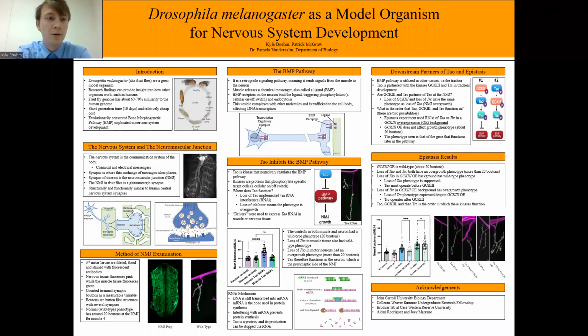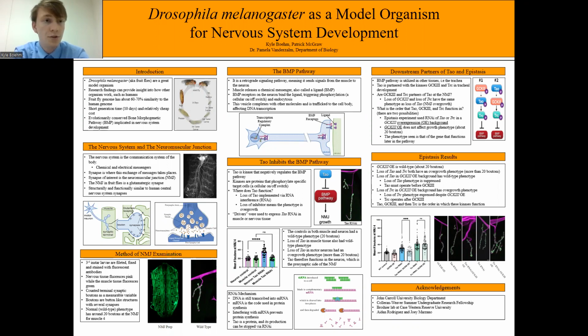I will be talking to you about Drosophila melanogaster as a model organism for nervous system development. So firstly, Drosophila melanogaster, aka fruit flies, are a great model organism, which just means that research findings can be applied to other organisms. So we took a look at the bone morphogenic pathway, which is evolutionarily conserved, and we looked at its role in the nervous system development during growth.